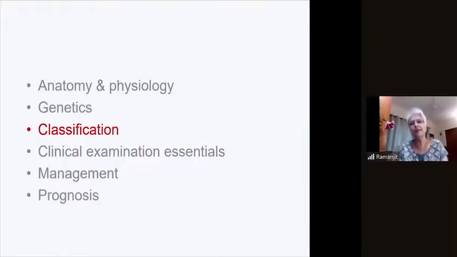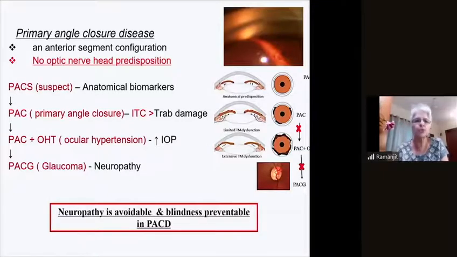So when we look at classifications, I would say for clinical use, we have those who are suspects, just the anatomy. We have those that show us iridotrabecular contact, which is primary angle closure suspect. So there is a beginning of trabecular damage. And then we have those who are primary angle closure. That means there's evidence of angle closure, and there's an attendant rise in intraocular pressure. And it is these patients who actually develop the neuropathy. So if we actually look at this spectrum, you can see that we could stop this from progressing by doing an iridotomy here, by reducing the IOP here, and further reducing the IOP here.